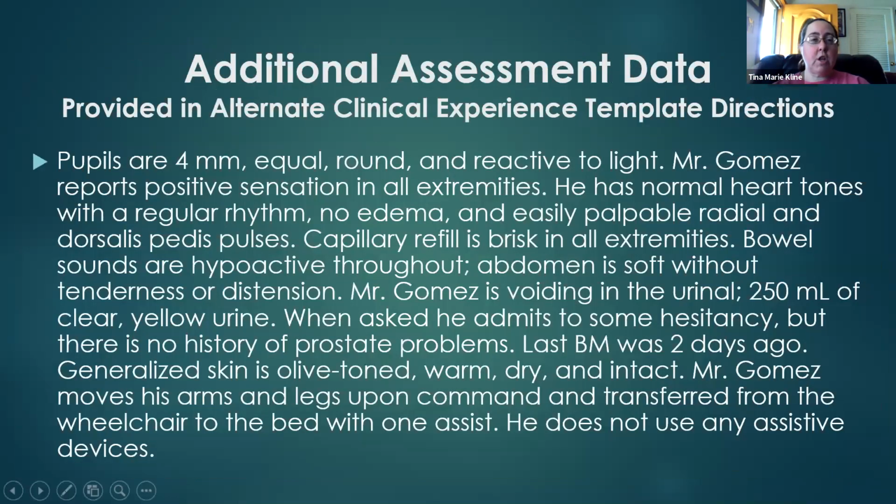This is also the additional assessment data that was provided in the alternate experience clinical template. This information is stuff that you will use in your narrative. It supplements the other body systems to make sure that you're covering that. Now, as you're doing your narrative assessment, remember the resources that you have.